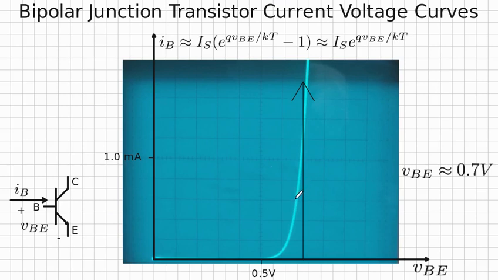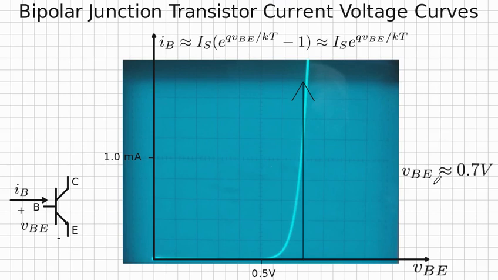Notice that the current rises steeply at about 0.7 volts right here. So this line with the arrow on it is not a bad approximation for the curve in green over here. The expression for this line would simply be VBE is approximately 0.7 volts.